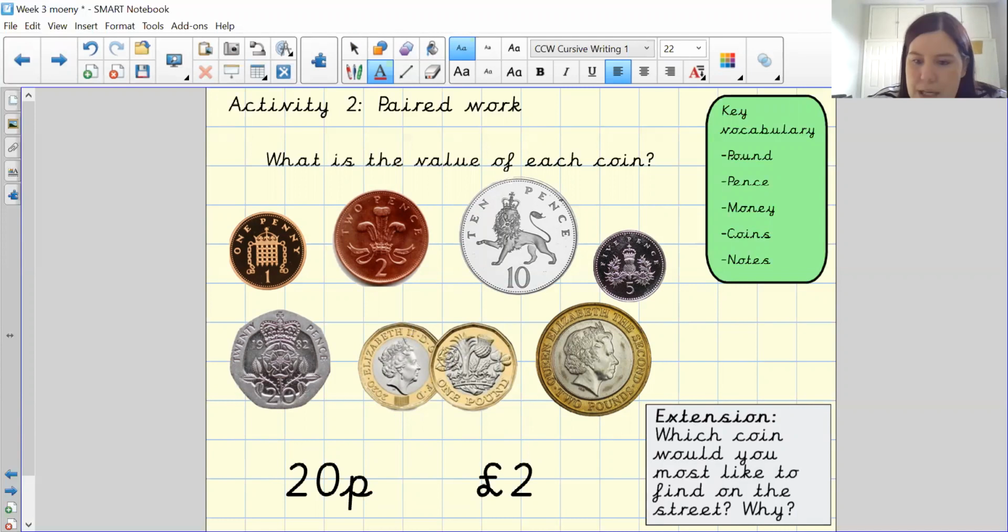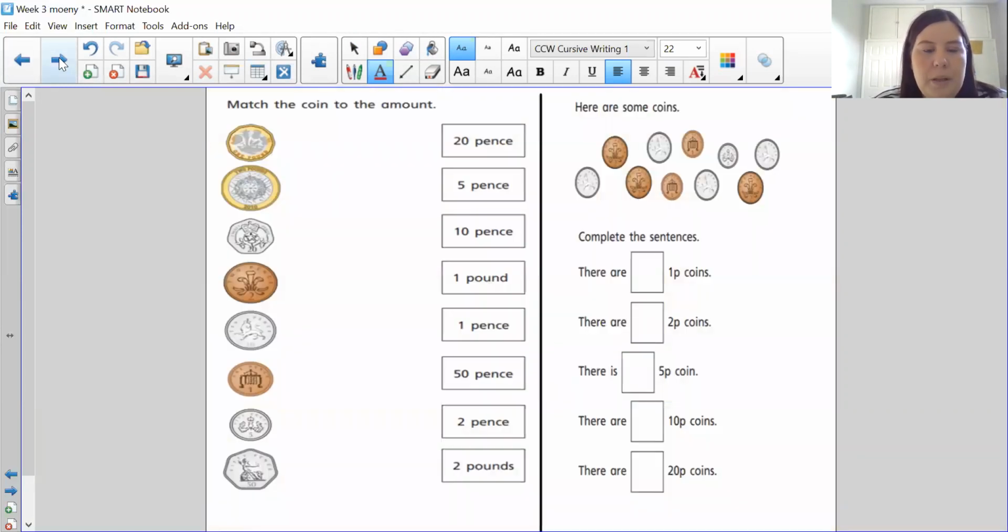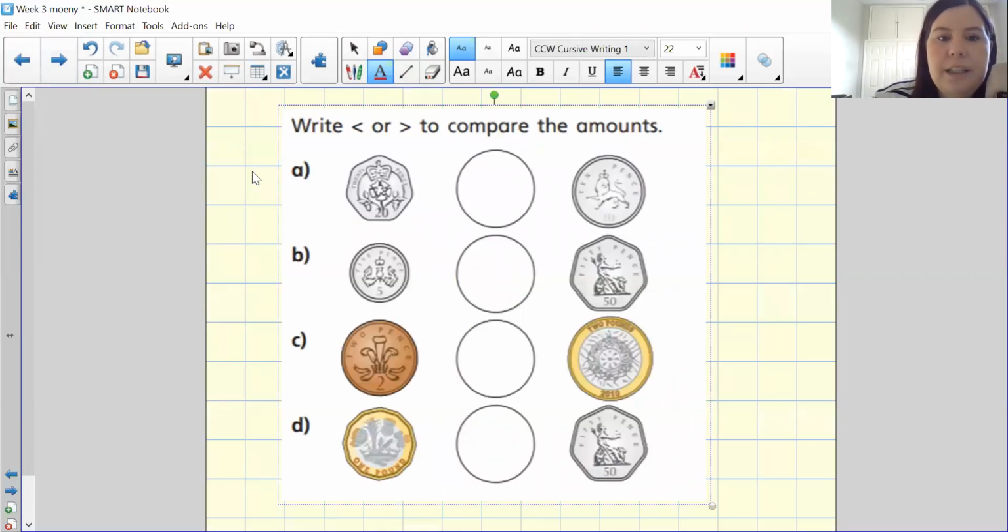When you finish that, your extension is going to be, which coin would you most like to find on the street and why? Answer that with your explanation in a full sentence, please. And then you are going to move on to matching the coins to the amounts in word format for pence and pounds. Then you are going to tell me that there are a certain amount of coins. You need to count and match the right amount of coins to fill in the gaps. And then finally, you are going to compare using the crocodile symbols, as you can see, which one is greater and which one is less.